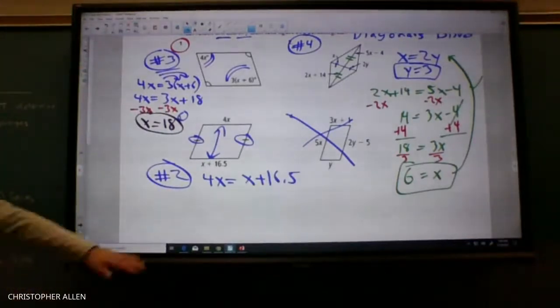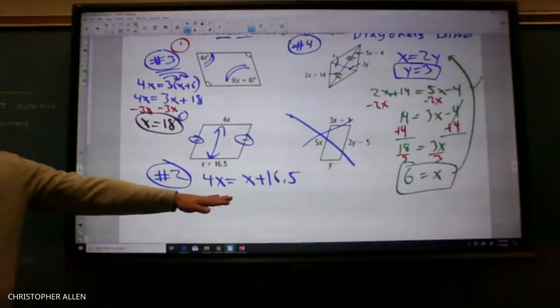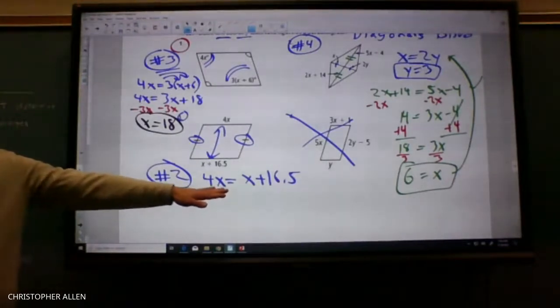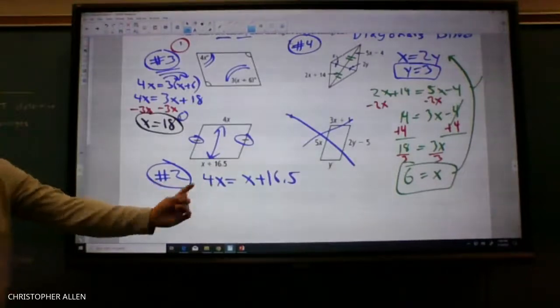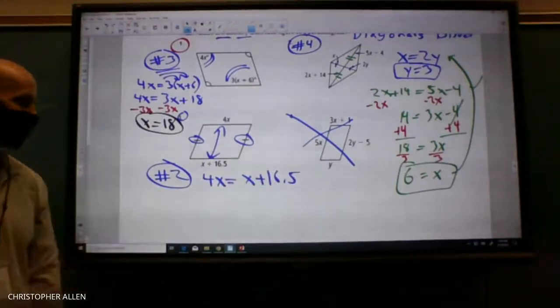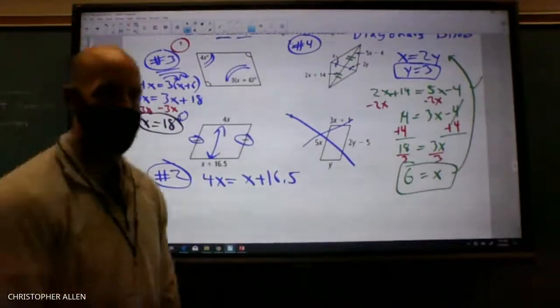Now, I'm not actually going to do this one. I want you right now to figure out what the solution is to this equation. I want you to do it on your own right now. 4x equals x plus 16.5.